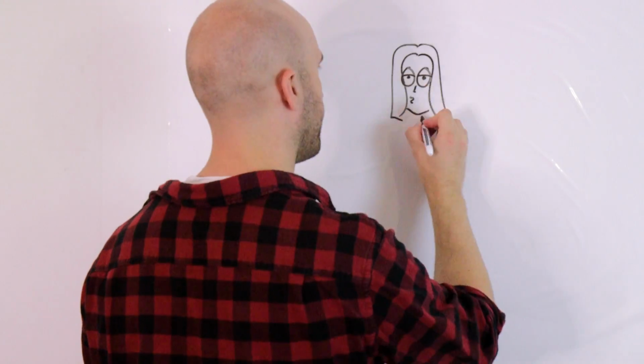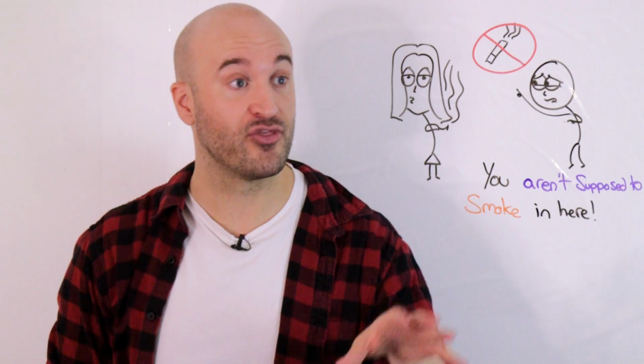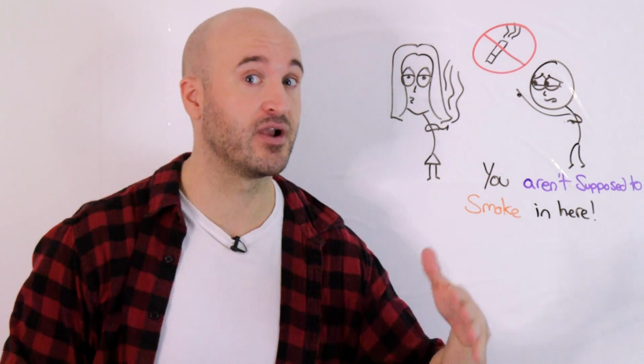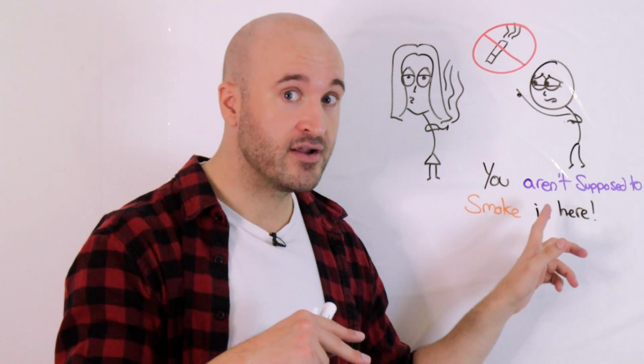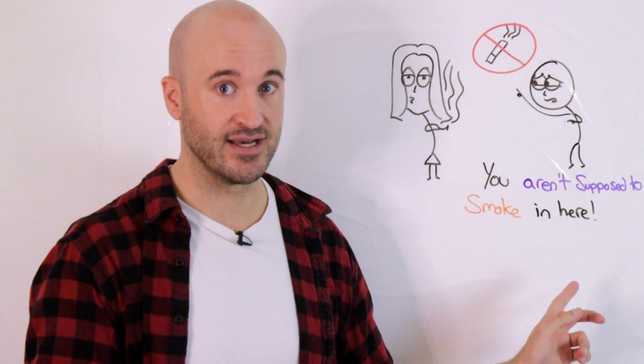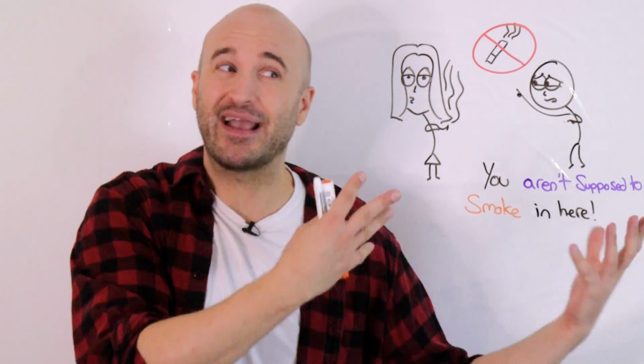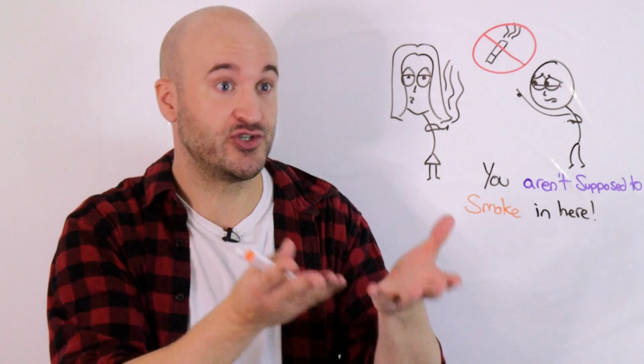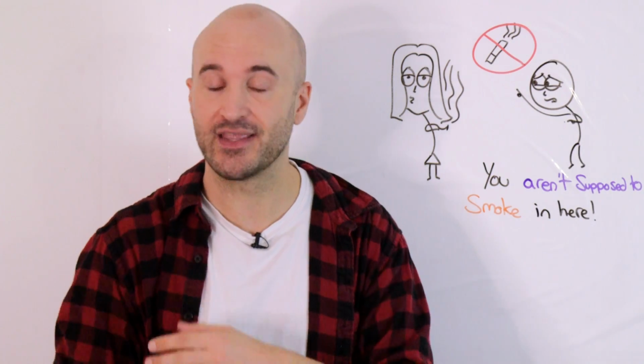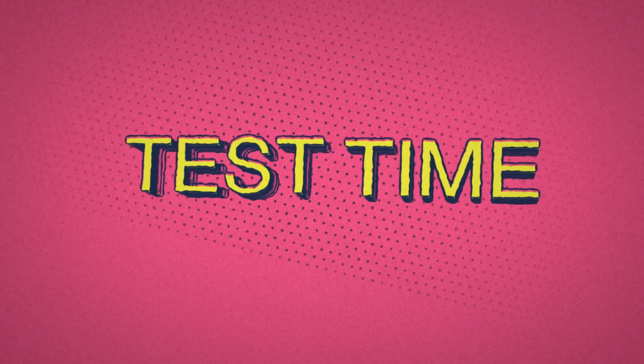Also, we use be supposed to when we want to give a rule, an obligation, in a more soft or polite way. For example, you want to say, the rule is you mustn't smoke in here, in a soft, polite way. So, you aren't supposed to smoke in here. You're just saying, the expectation is that you don't smoke in here. Easy, right?